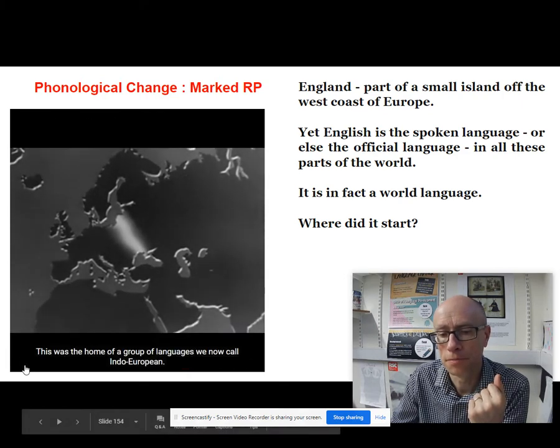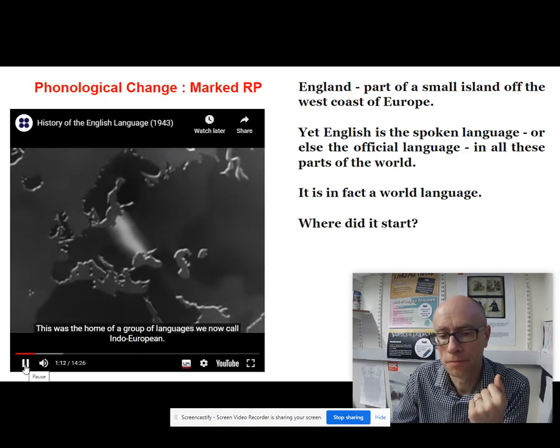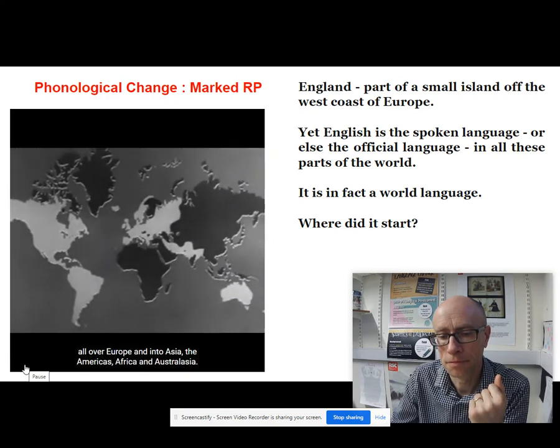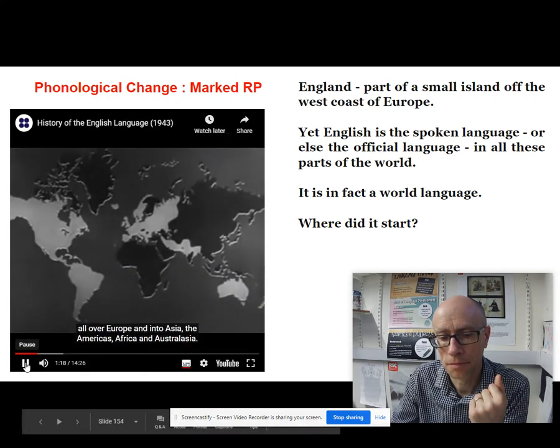This was the home of a group of languages we now call Indo-European. From here, they have spread all over Europe and into Asia, the Americas, Africa, and Australasia.